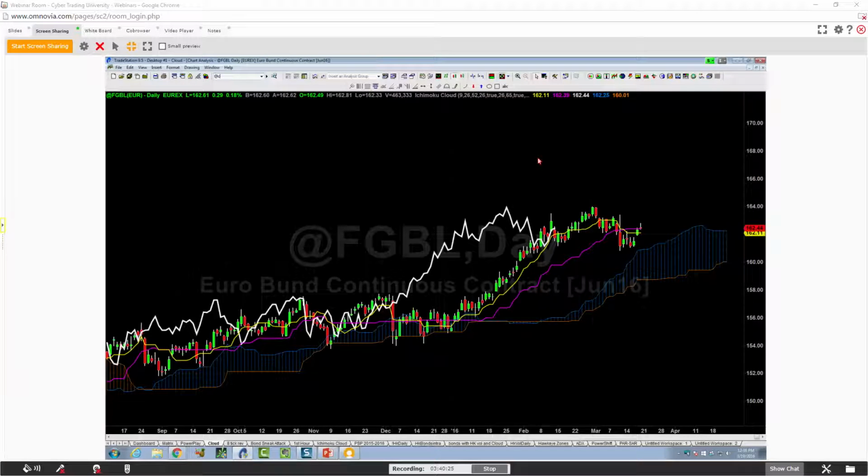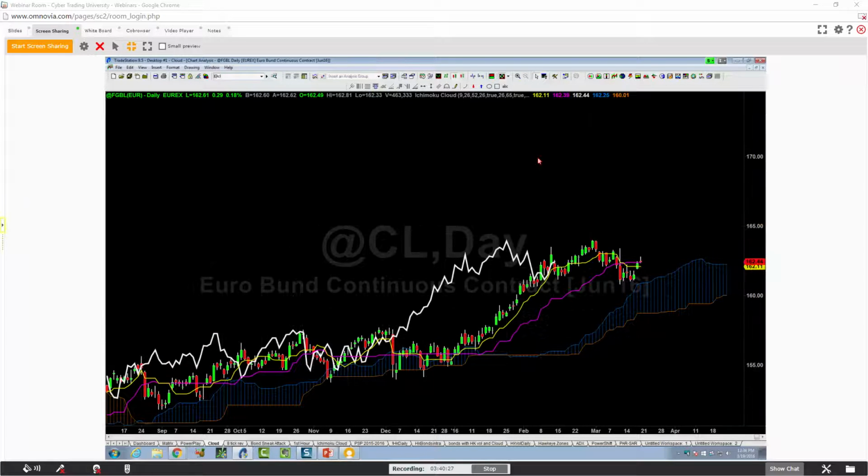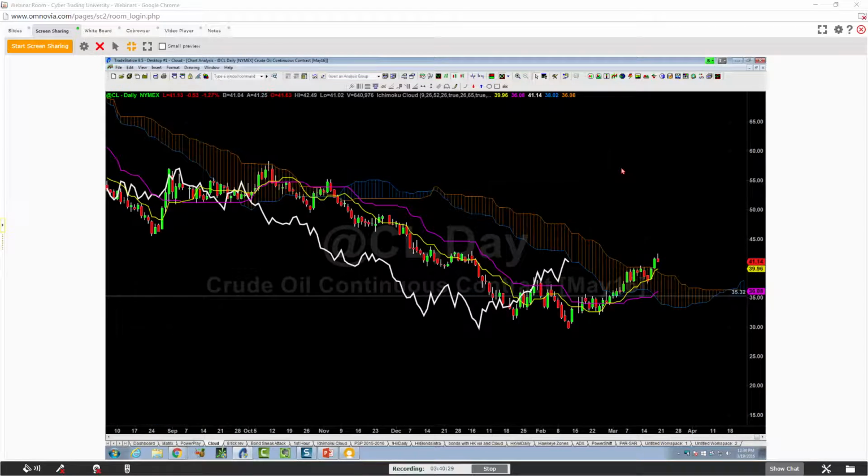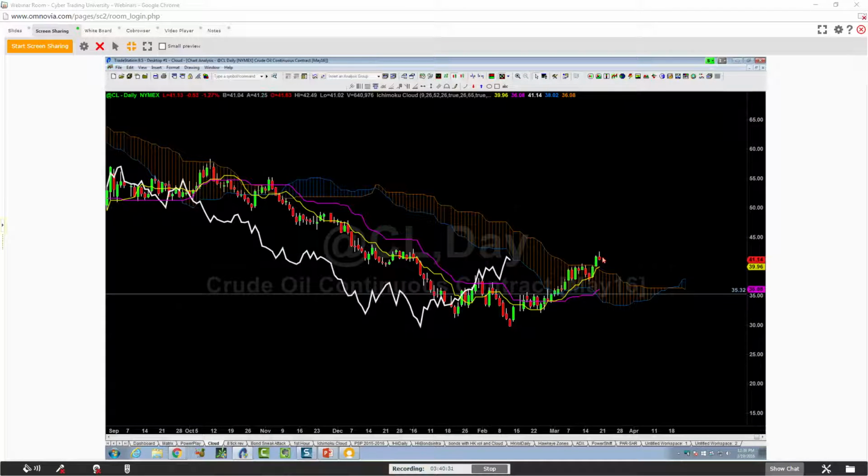Let's take a look at crude oil @CL. So crude oil, look here. You've got 1 bar above the cloud, 2 bars above the cloud, 3 would be a perfect buy signal for us. And the lagging line is following. It's not across the cloud, but it acts like it wants to go there. So crude oil is a decent long now.